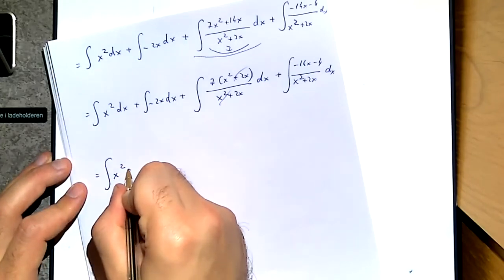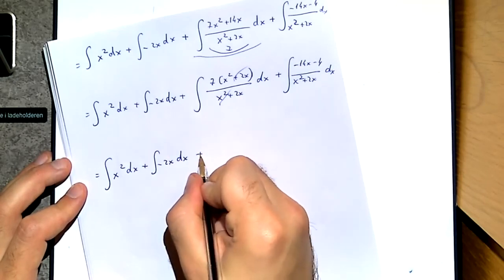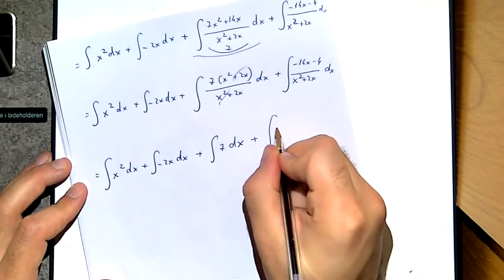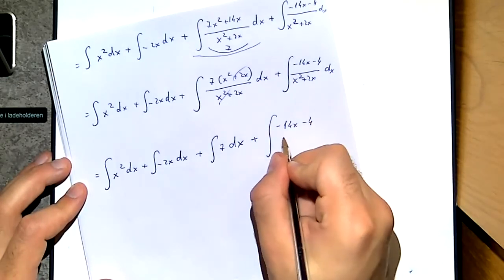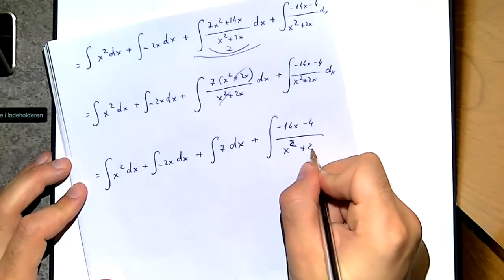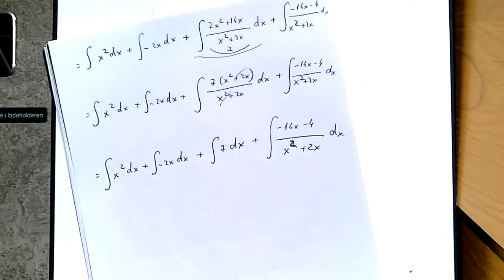I have the integral of x squared dx plus the integral of minus 2x dx plus the integral of 7 dx plus the integral of (minus 14x minus 4) over (x squared plus 2x) dx. Okay, and now all that's called polynomial division is done. Everything with polynomial division is done, and we're only left with solving this.